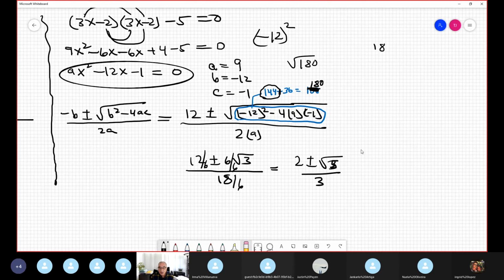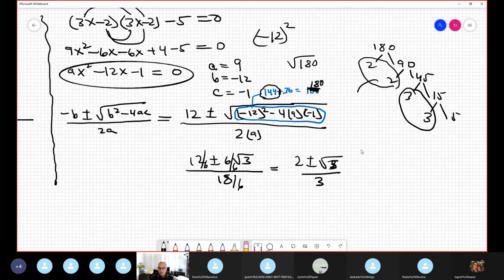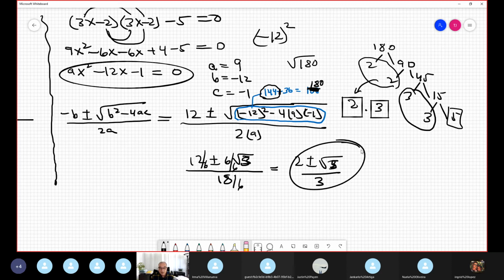180 divided by 2 is 90, divided by 2 is 45, 45 divided by 3 is 15, and 15 is 3 and 5. Oh, look at that, the couple of 2, the couple of 3, exactly the same. This is big 2, this is big 3, is 6, exactly like that, but the number inside the radical is 5. This guy is 5, this guy is 5. And this is the answer.